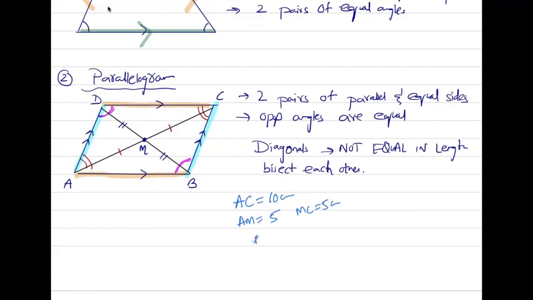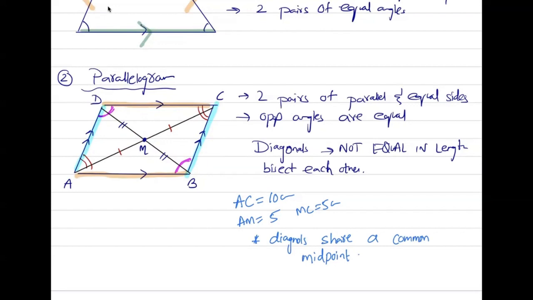You can add over here the diagonals share a common midpoint. The midpoint M is the midpoint of A and C, as well as it is the midpoint of B and D. Okay, is it clear? Yes.